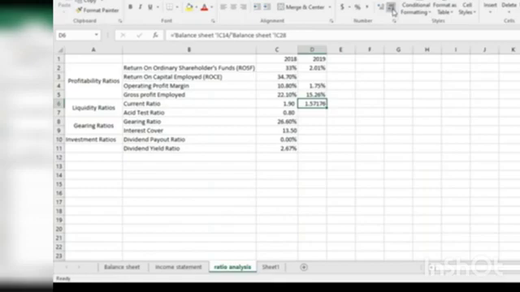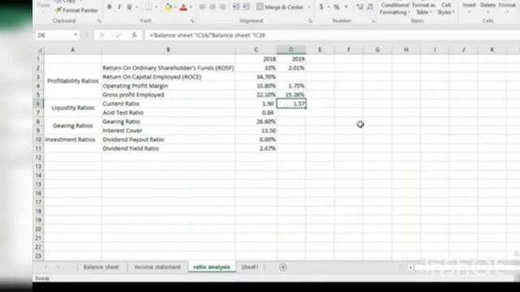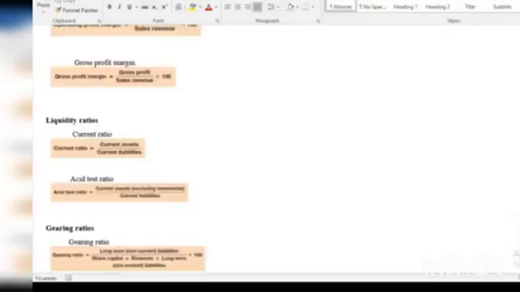After this we find the acid test ratio. The formula of the acid test ratio is current assets excluding inventories divided by current liabilities.